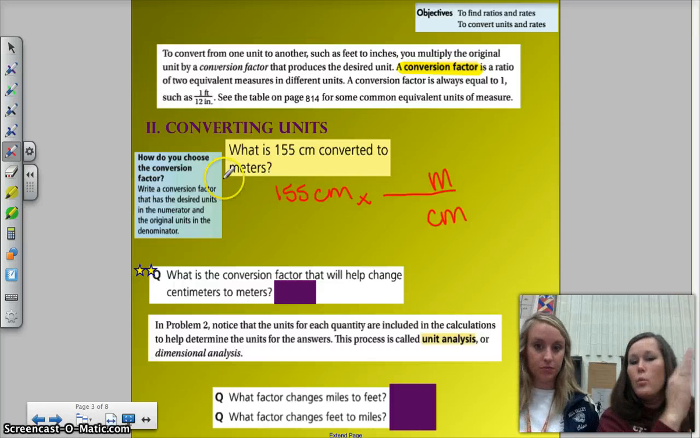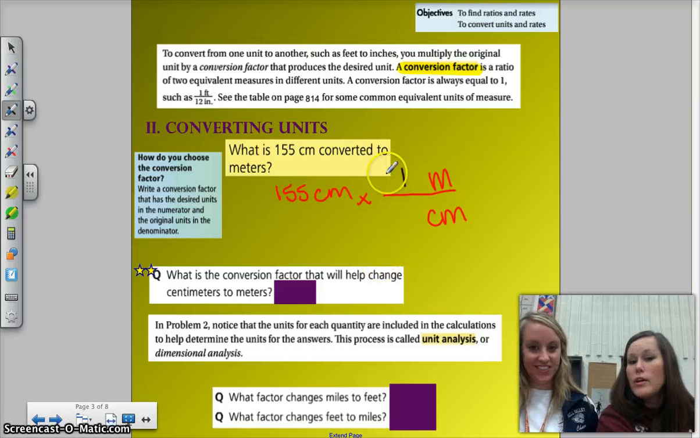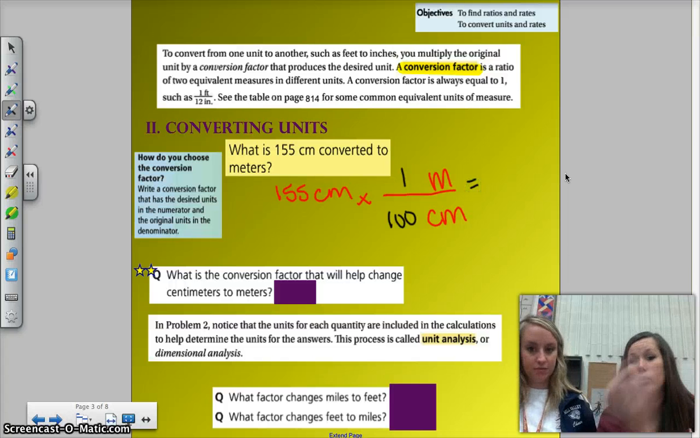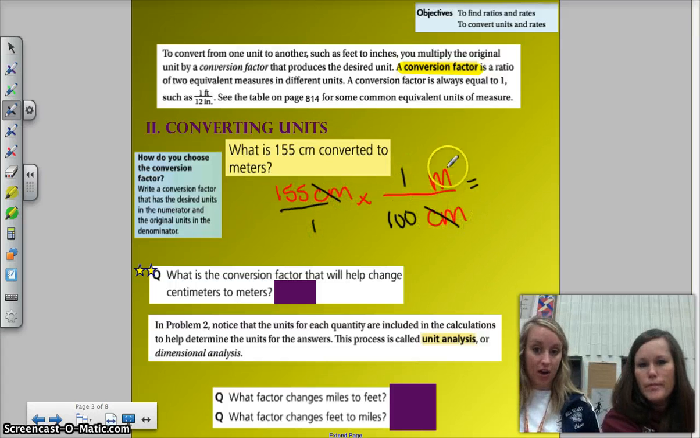So I know that 1 meter is 100 centimeters. But if you didn't know that, you could flip back and find it. So essentially this is just over a 1. This centimeter and this centimeter cancel out, and I'm left with only 1 label of meters.